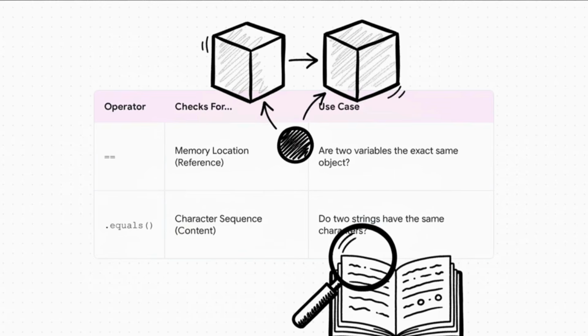The double equals operator, ==, is basically asking, are these two variables pointing to the very same object in my computer's memory? Meanwhile, the .equals method doesn't care about memory locations. It asks, do these two strings contain the exact same sequence of characters, letter for letter?